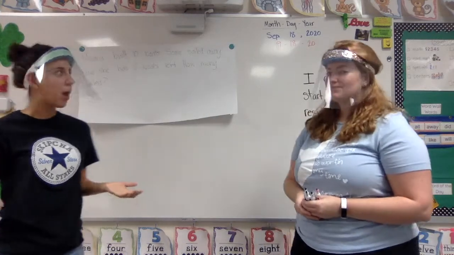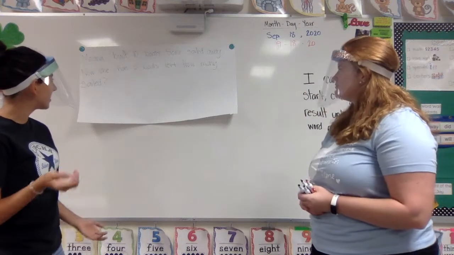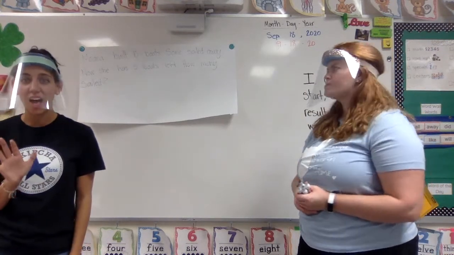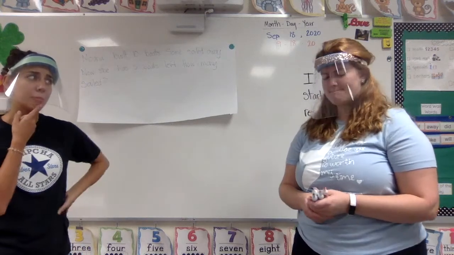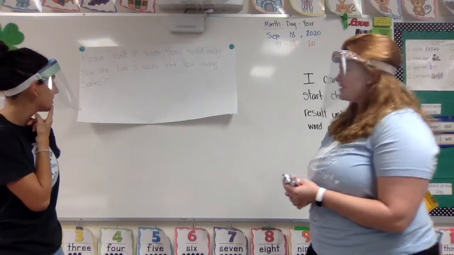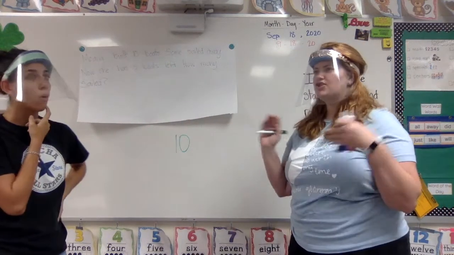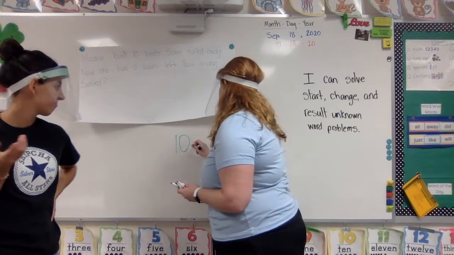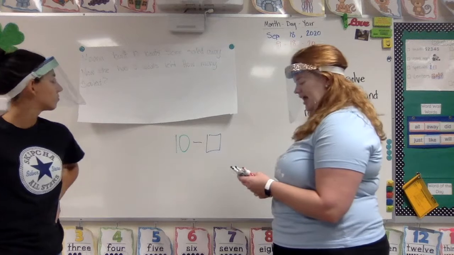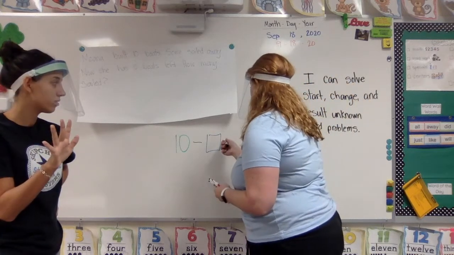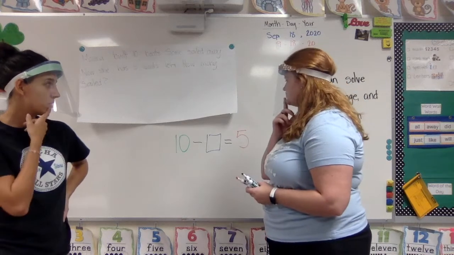All right, our next problem is Moana built 10 boats. Some sailed away. Now she has 5 boats left. How many sailed? Miss Lestico, what are we going to start with? Okay, well, let's see. It said Moana built 10, so I'm going to put 10. Then it said some sailed away, so she doesn't have them anymore, so that's minus. Oh, but some. I don't know what number that is. Now she has 5 boats left, so I'm going to do equals 5. So our result is going to be 5 boats.